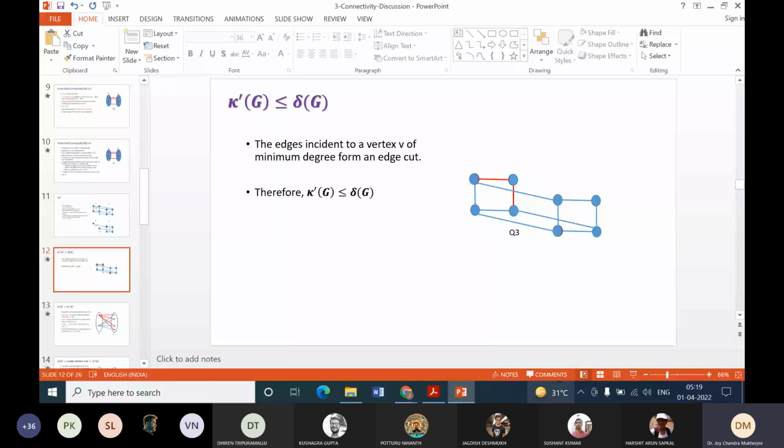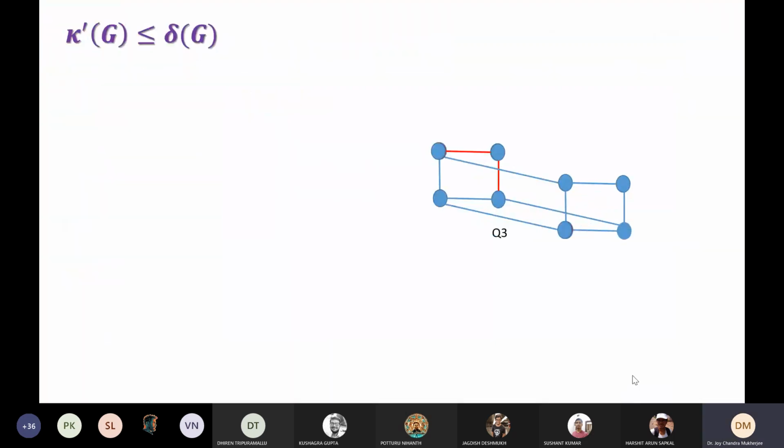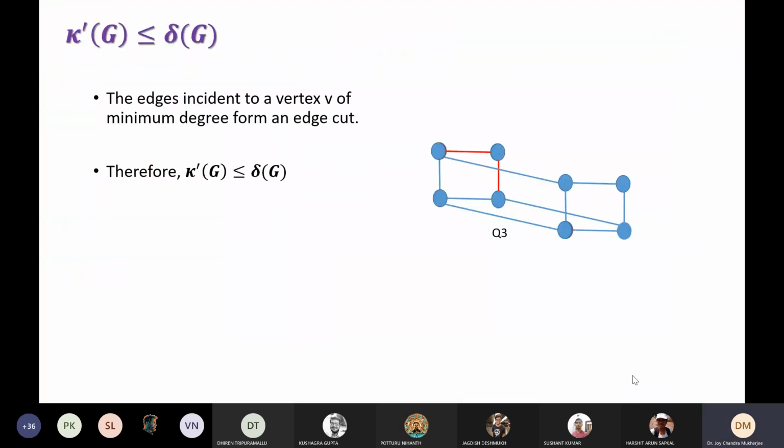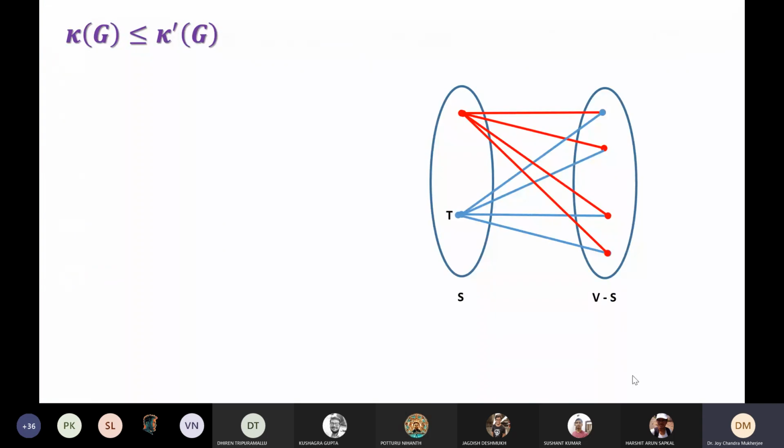Now we will prove that chi G is less than or equal to chi prime G. That is, vertex connectivity is always less than or equal to H connectivity. This is a very interesting proof, and this proof actually gives you an algorithm also. So we will see how this will come.